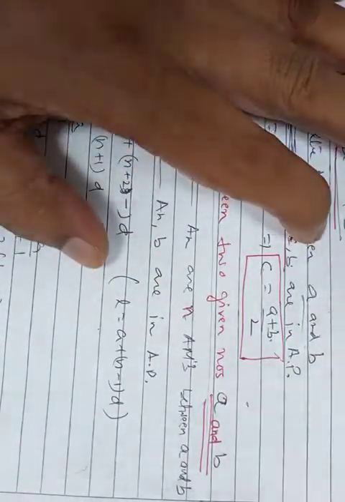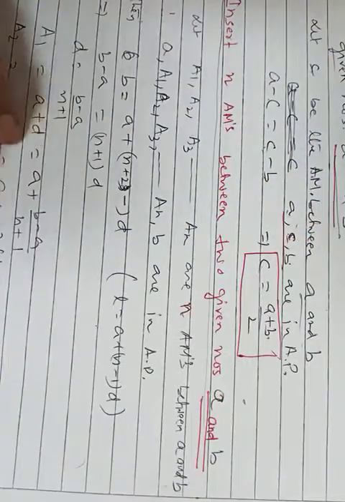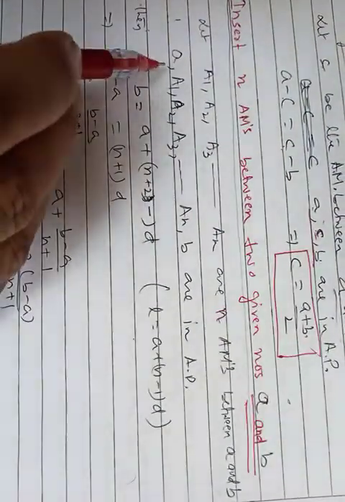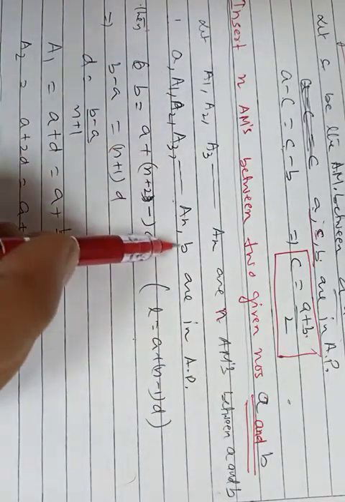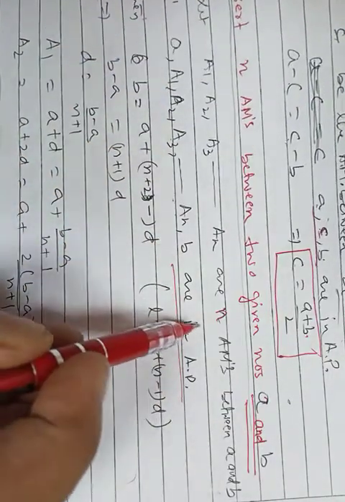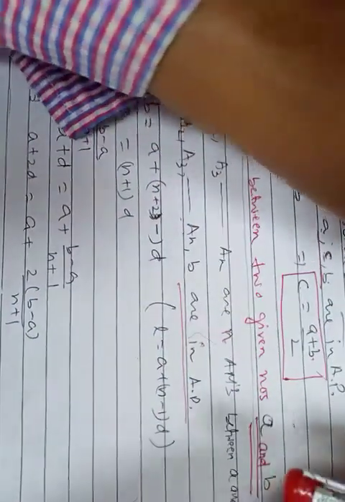Okay, then we have to insert them between A and B. A, A1, A2, A3 up to An and B are in AP. That was the definition of arithmetic mean: the numbers including these are in AP.